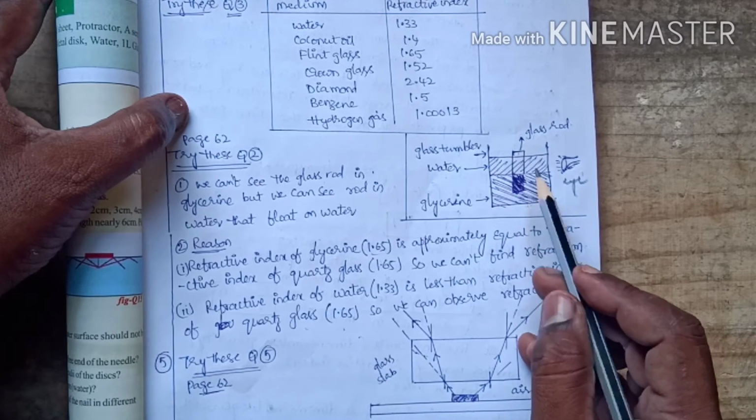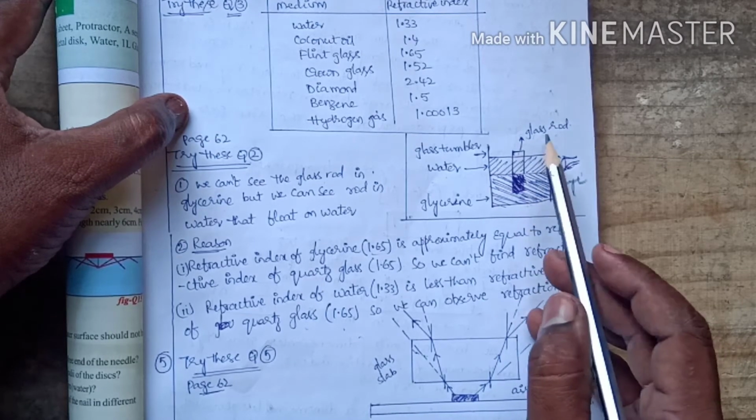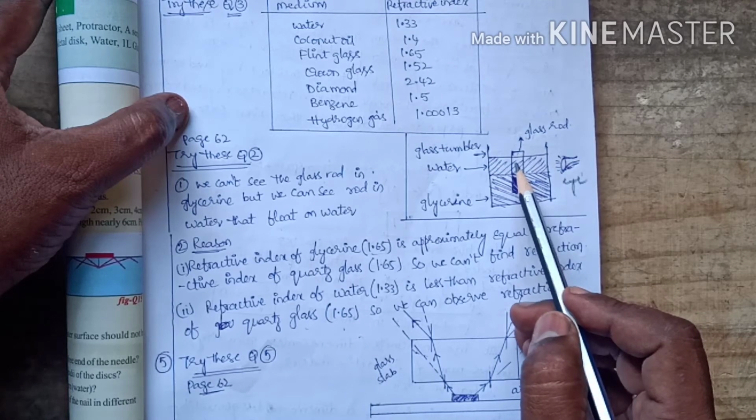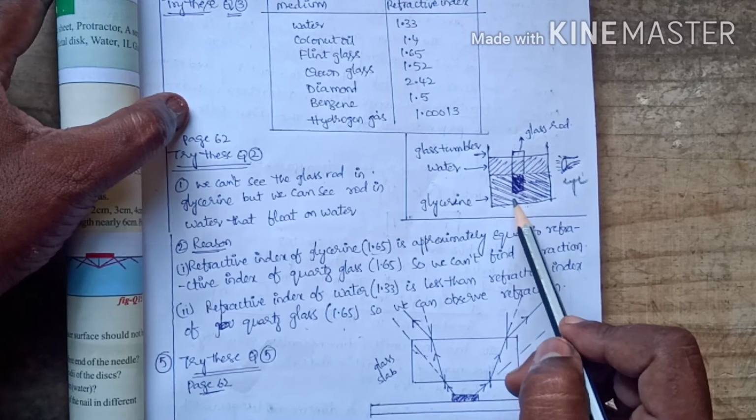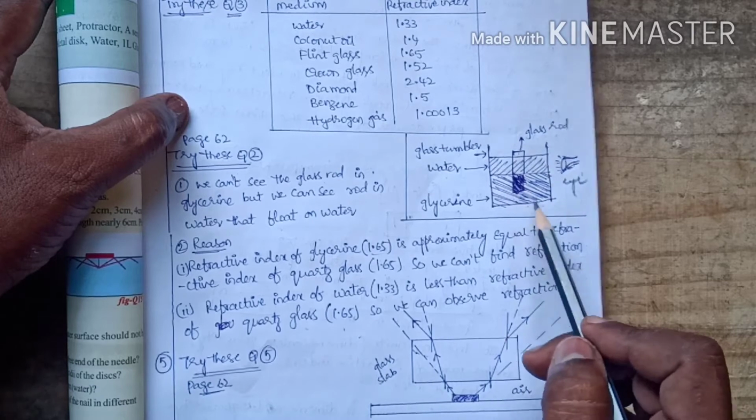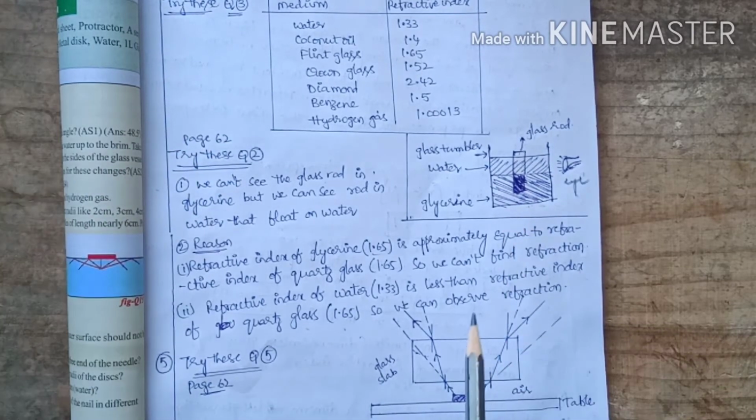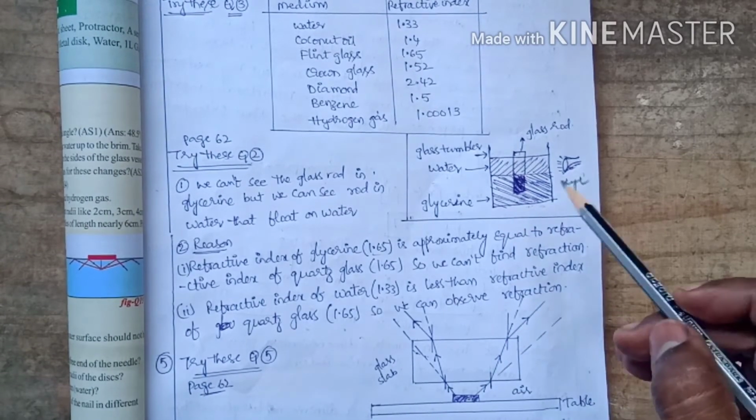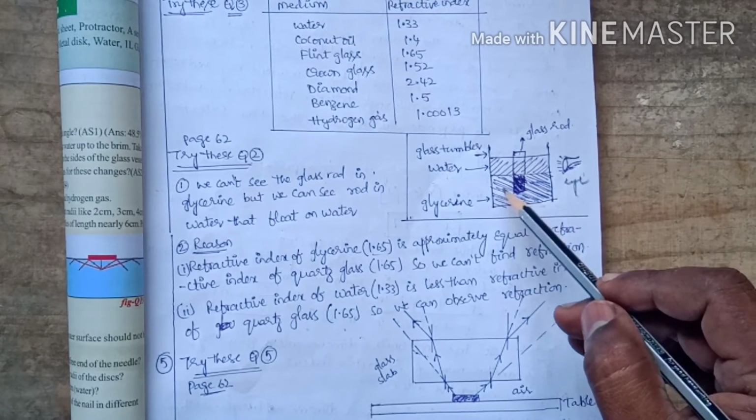So for that clearly we can observe the glass rod in water and we can't observe the glass rod in glycerin. Why? Because the refractive indices are the same. Because of the same refractive indices there is no process of refraction.